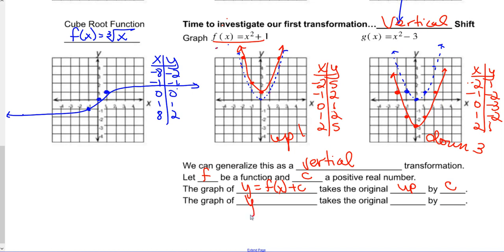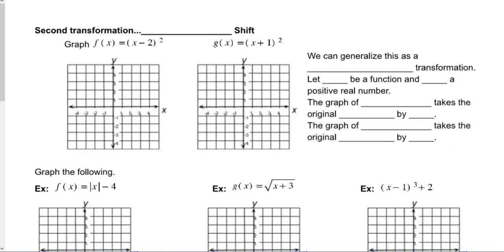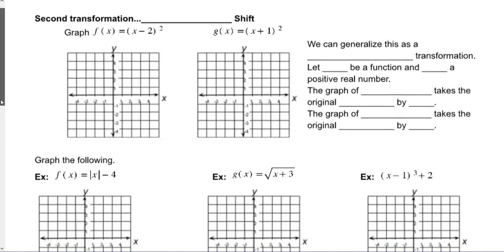Then y equals f of x minus c takes the original function down by c. Okay, so anytime you have a plus or minus at the end, that is a vertical shift up or down by that c value. Okay, so before we move things together, let's look now at a horizontal shift, okay?